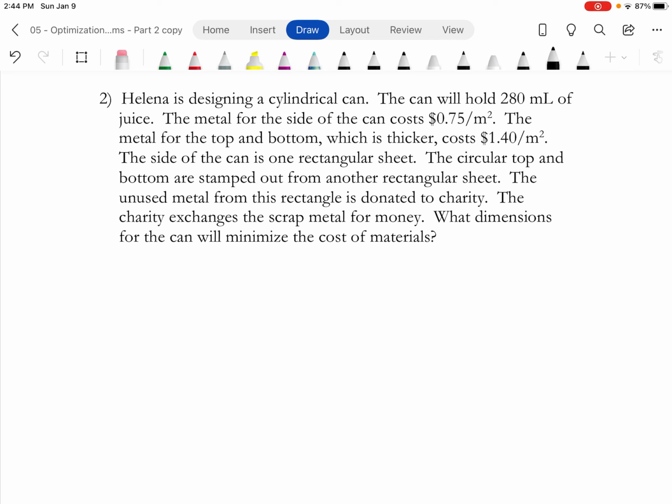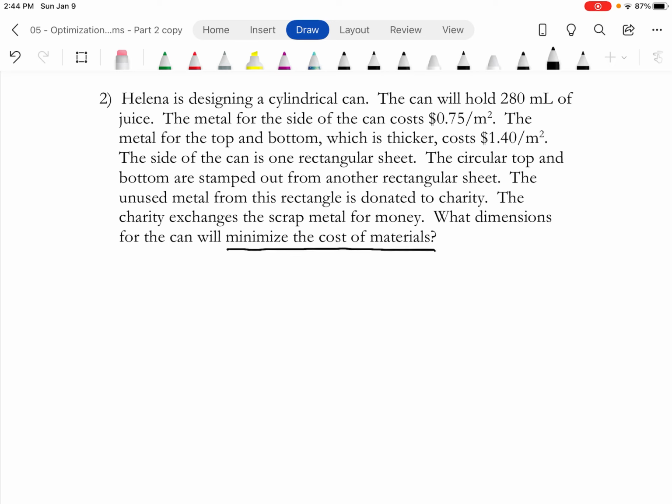What? What are they talking about? Okay, we'll get to that in a second. The charity exchanges the scrap metal for money. What dimensions for the can will minimize the cost of materials? If you've been following along with these examples, all those details as you're reading it, don't freak out about those. Get all the way through and get to this.